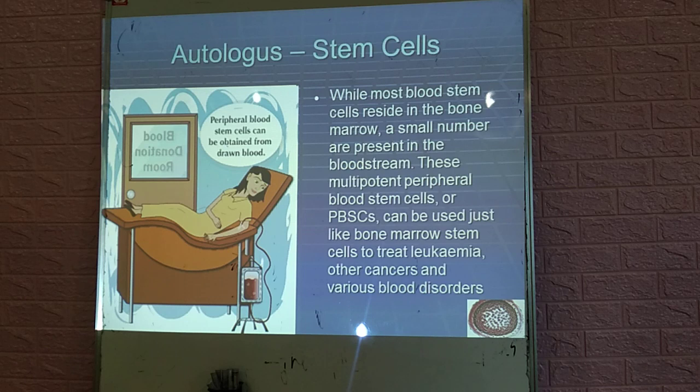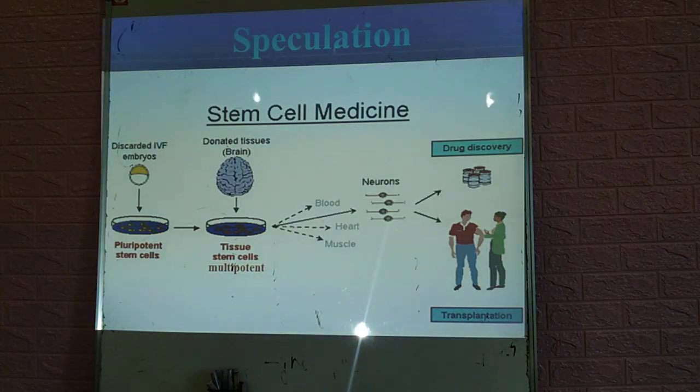These multipotent peripheral blood stem cells, or PBSCs, remember, if ever you will encounter this in our exam, can be used just like bone marrow stem cells to treat leukemia, other cancers, and various blood disorders. As I stated, it's autologous if it comes from you, and it is allogenic if it comes from any other source. So we also have some speculation when it comes to our stem cell medicine.